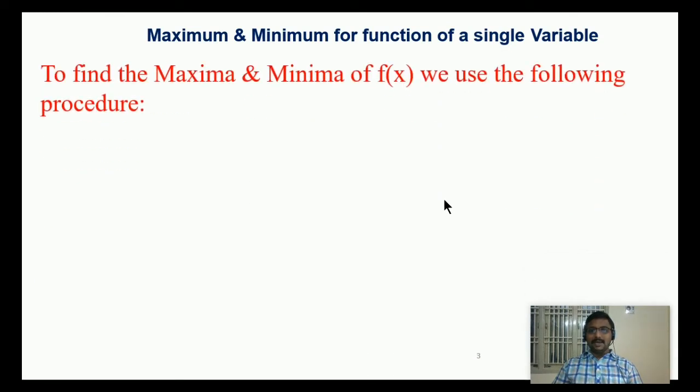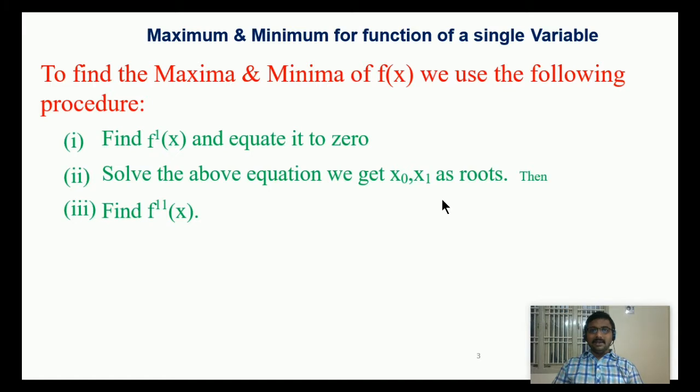To find the maxima and minima of f of x, we use the following procedure. Find f dash of x and equate it to 0. Given function is f of x, first we have to find f dash of x, which is equated to 0. In the second step, we solve the above equation. We get x naught, x1 as roots. Then in the third step, we compute f double dash of x. F dash of x and f double dash of x are the derivatives of f of x with respect to x.